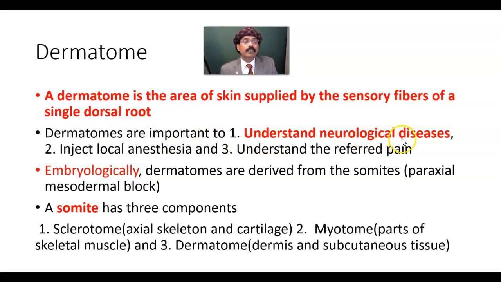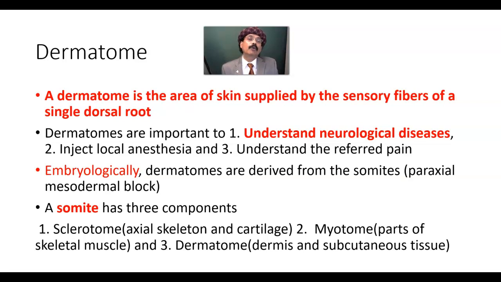We have just discussed that. Okay, embryology is important. Dermatomes are derived from somites. What are somites? These are paraxial mesodermal tissue blocks. From that paraxial mesodermal tissue block there will be three components. One is the sclerotome, which will develop into the axial skeleton and cartilage, that is the vertebral column and associated cartilage. Myotome, part of skeletal muscle. The myotome also gets innervation from a particular spinal cord segment, but it gets the motor innervation.